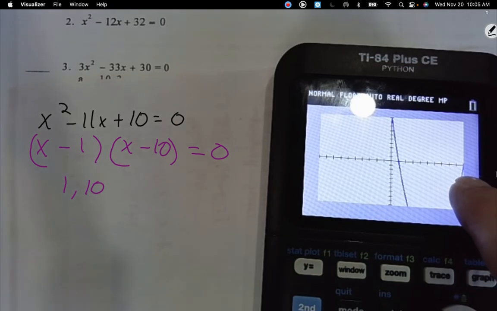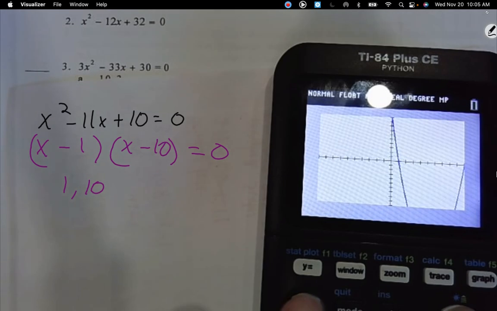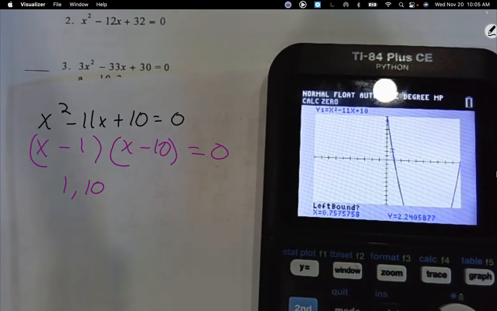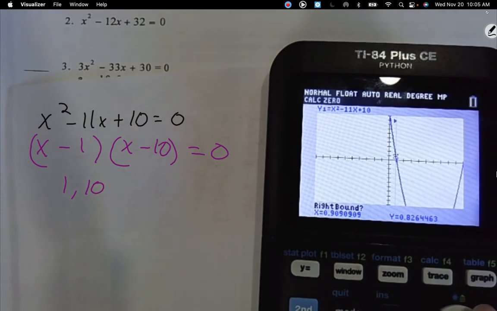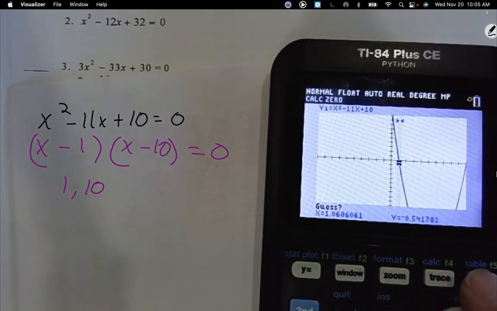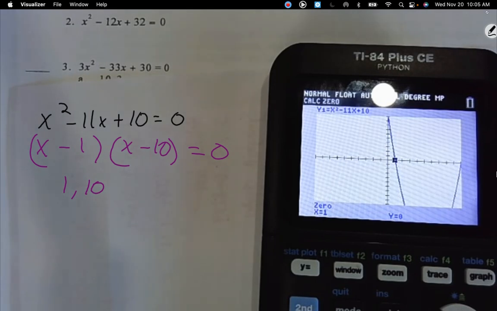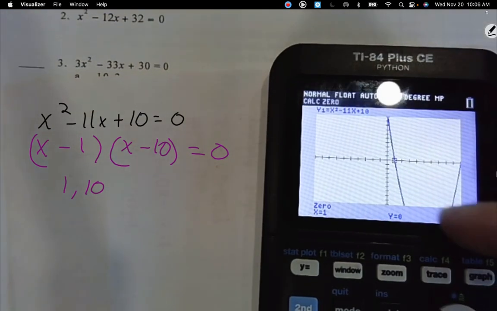But what if it wasn't? What if it could be a decimal? How do you find it? You press second trace, find the 0. I'm going to go to this one right here, go to the left, the right, and back to it. And see, it tells me it's 1. So tomorrow, you're going to have to do greeny glasses to factor on one of these, but I would just plug it in and find it this way.